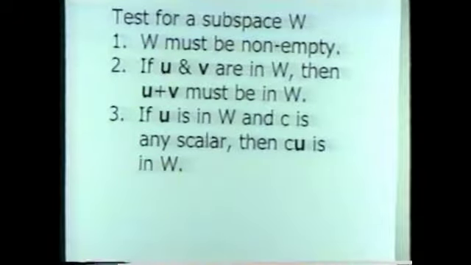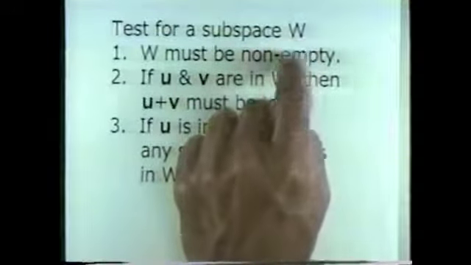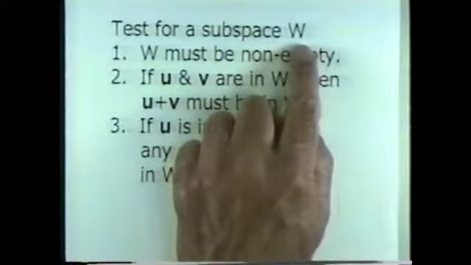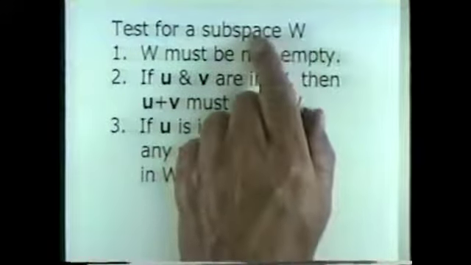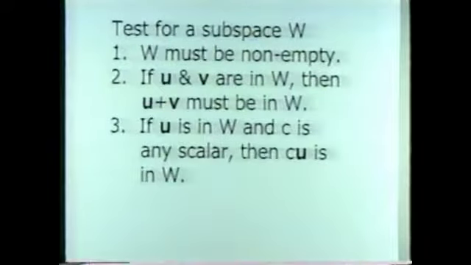So that's really all we need to do to determine whether a set W is a subspace of V. Now remember, W must be a subset of V. So if W is a subset of V, we're trying to find if W is a subspace of V. We only have to check these 3 conditions.